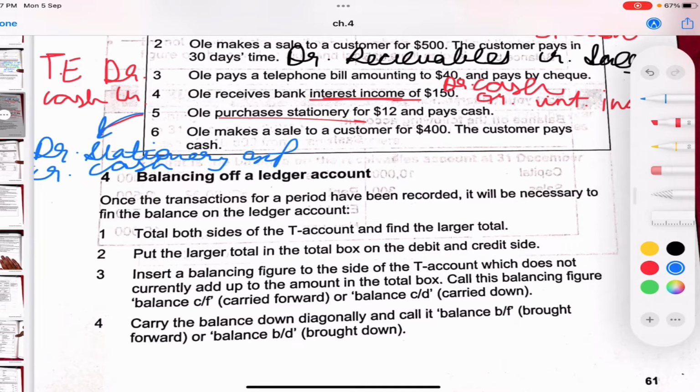Ole makes a sale to a customer for $400. The customer pays cash. So the sixth one is nothing but we are debiting the cash account and we are crediting the sales account.